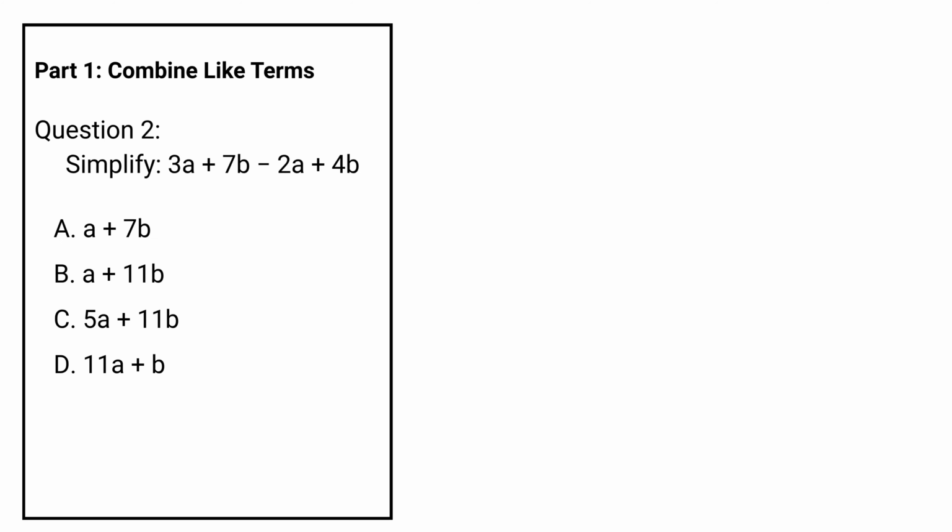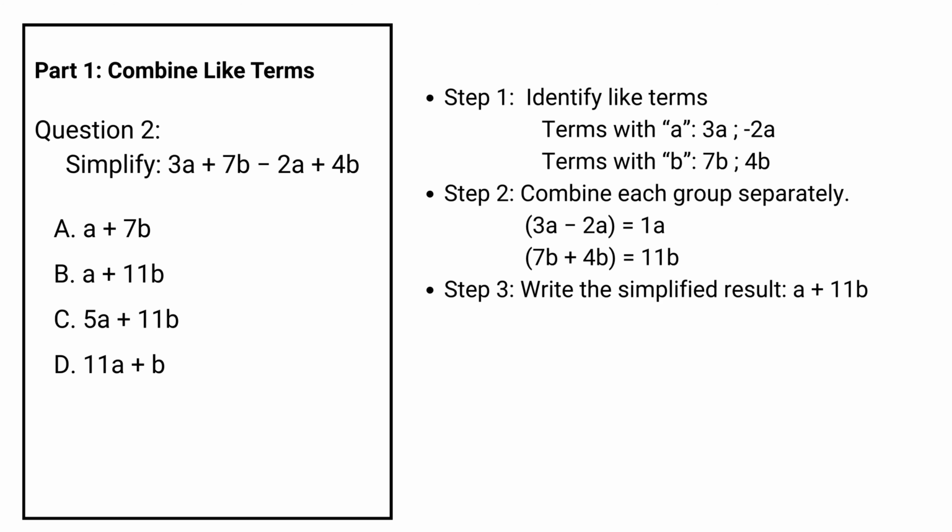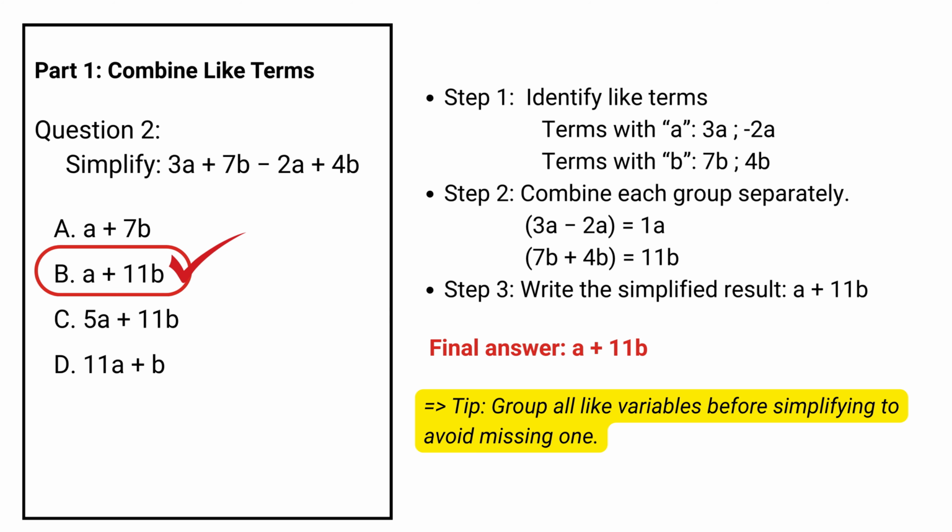Here's another one. Simplify. 3a plus 7b minus 2a plus 4b. Now don't rush. Step 1. Find all the a's. That's 3a and negative 2a. Combine them. 3 minus 2 equals 1a. Then look at the b's. 7b plus 4b equals 11b. Put those together and you get a plus 11b. Good job. See how easy it is once you group the like terms first?